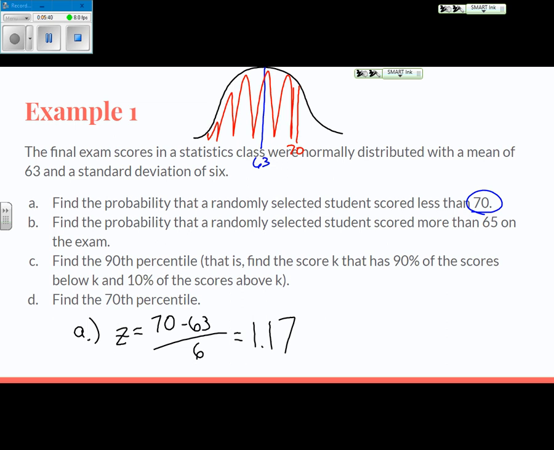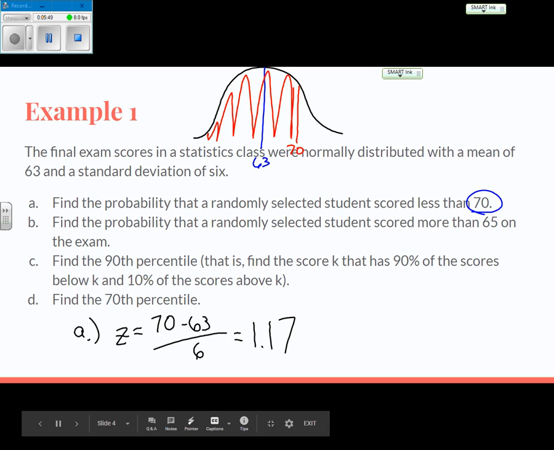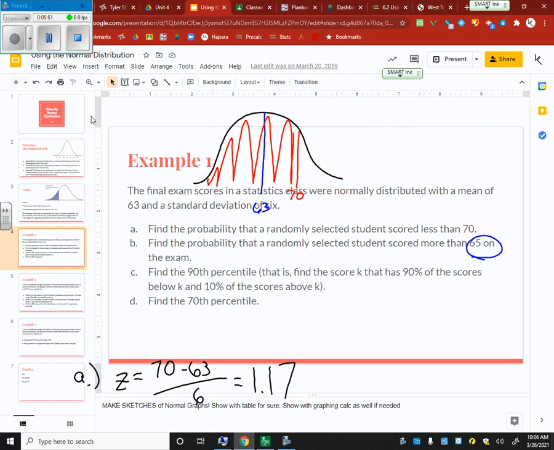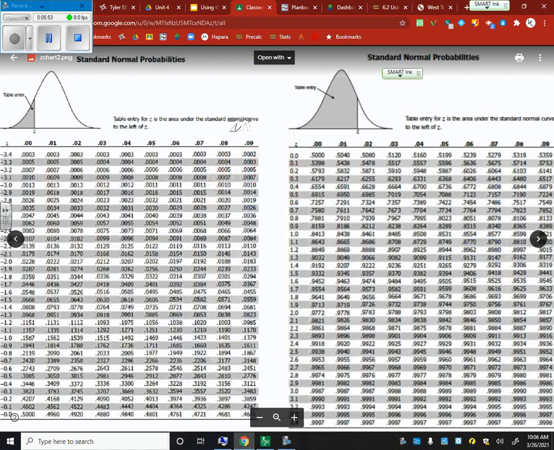Once you find your z-score, your answer is on this chart that I passed out in front of you. Keep in mind 1.17. All I need to do is find my z-score of 1.17 on here, and it tells me the area that's to the left. As you can see, they're reminding you, all of these areas are to the left.